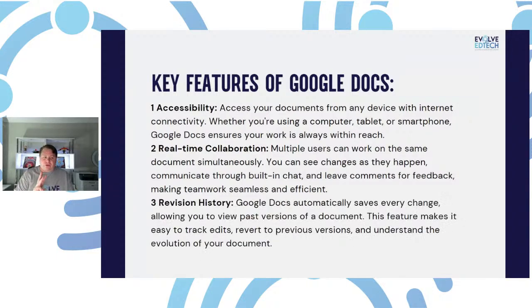All right, number three, the revision history. This is a fantastic feature that you will love of Google Docs. And I'm going to show you later on during this episode how you can actually access and see this. Google Docs automatically saves everything for you, which is fantastic. This means that you are able to view past versions of your document. This makes it easy to track edits, revert to previous versions, and understand the evolution of the document.